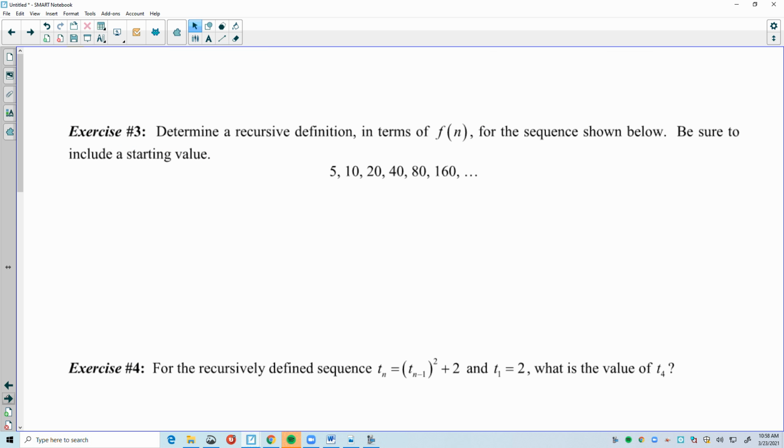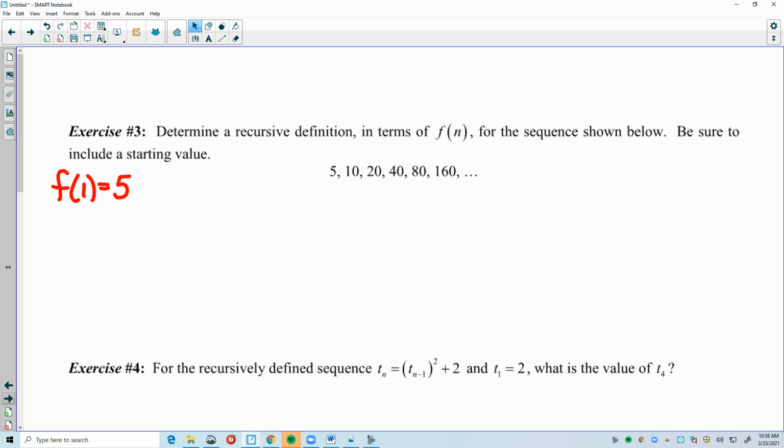We're going to come up again with the recursive definitions. Remember, defining the sequence in terms of the term before it, okay, for the sequence shown. And we're going to include a starting value. So we can see here our starting value is 5, so I know f of 1 is 5. Anytime you're writing a recursive sequence, you always need to have that starting formula. So f of 1 is 5.